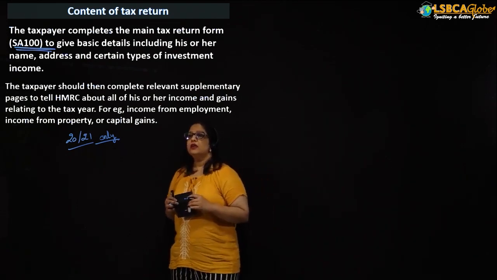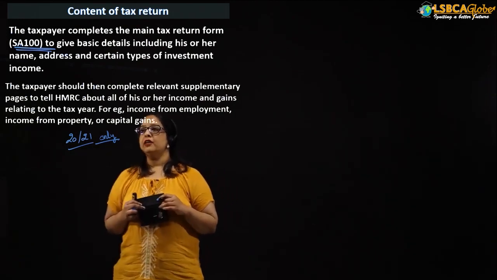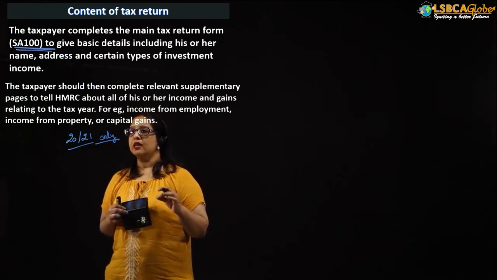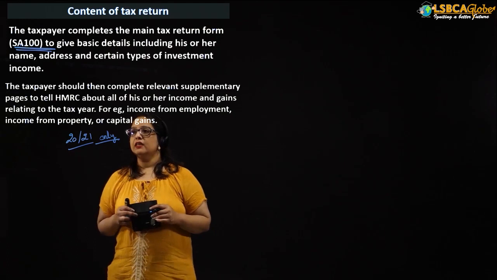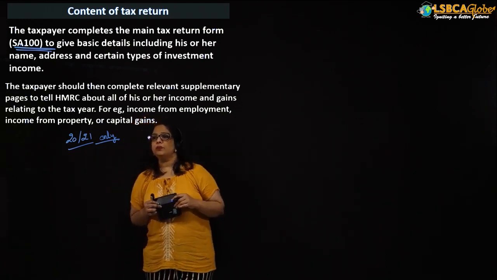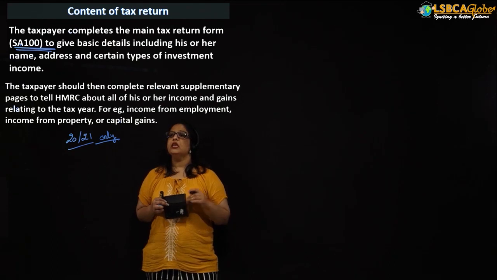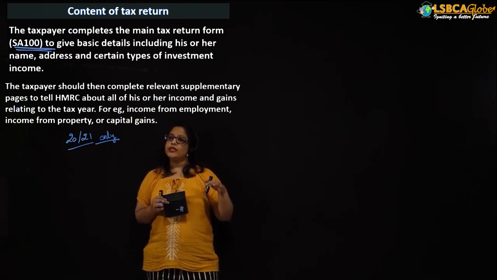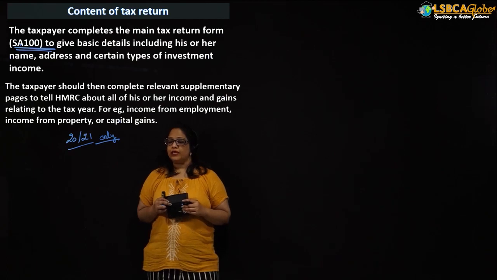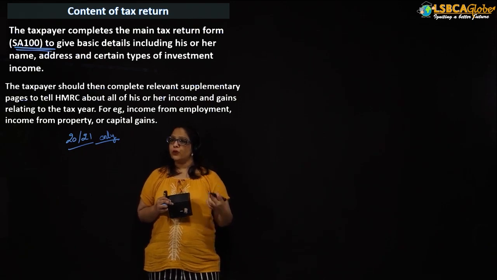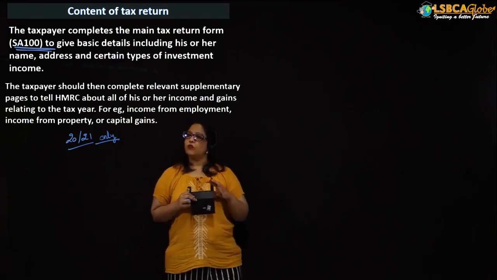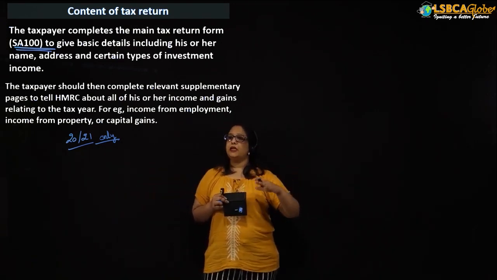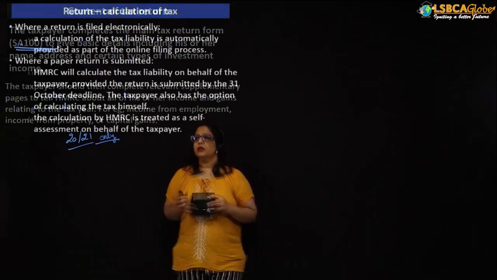So the taxpayer completes the relevant supplementary pages to tell HMRC about all of his or her income and gains relating to the tax year. For example, income from employment, income from property, or capital gains. So whatever supplementary pages are to be filled, class, depends on whether the person is an employee, is in the property business, or is having capital gains. Okay. So the main form is the same for everyone, but the other pages will depend upon the status. Class, is it clear?